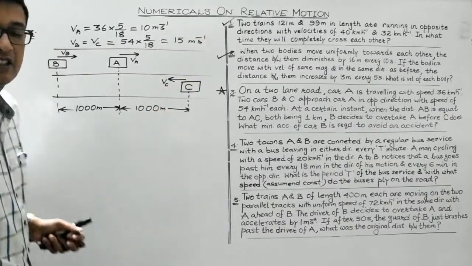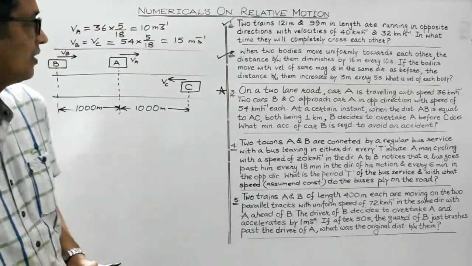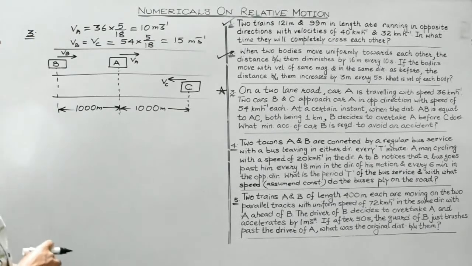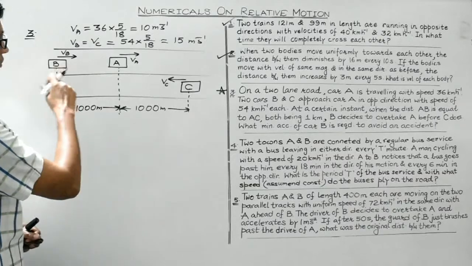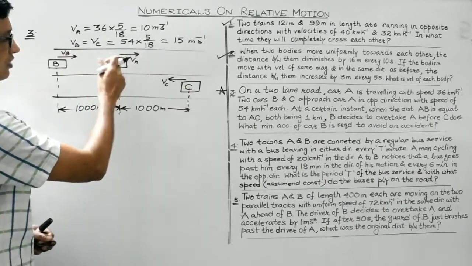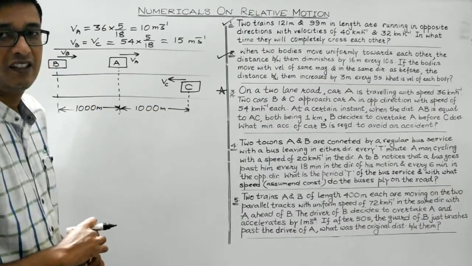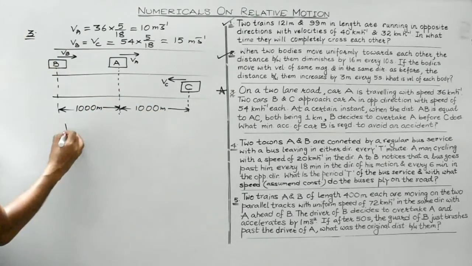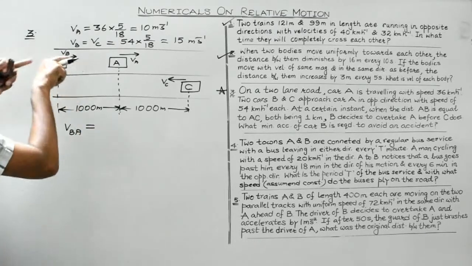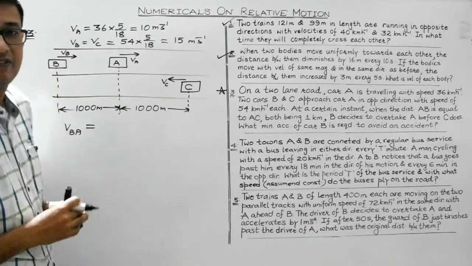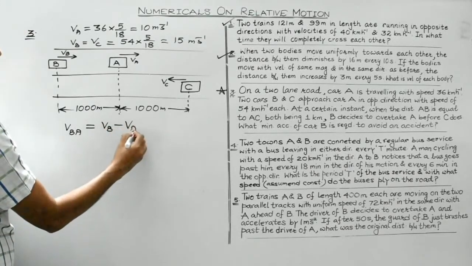So don't forget to first change the units in SI, right? Now look, let us calculate the effective speed of B with respect to A and C with respect to A, right? A should be the reference car. So the effective speed of B with respect to A: both are moving in the same direction. Therefore, it would be VB minus VA.